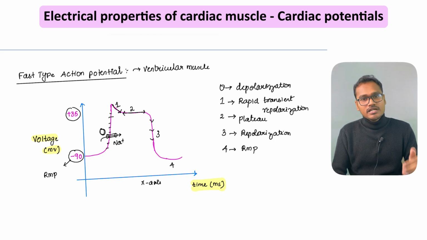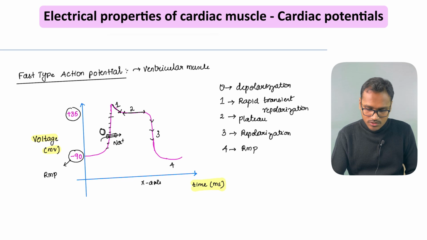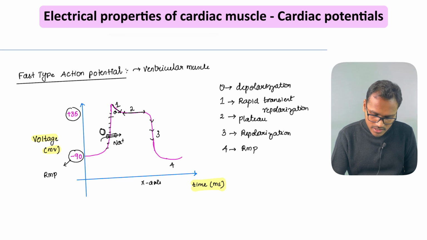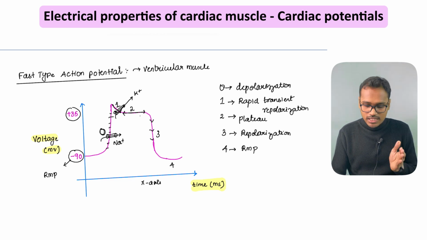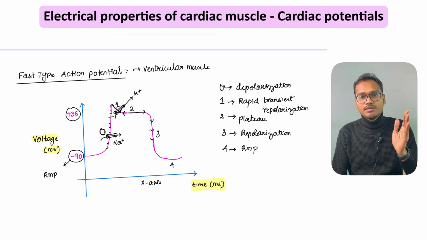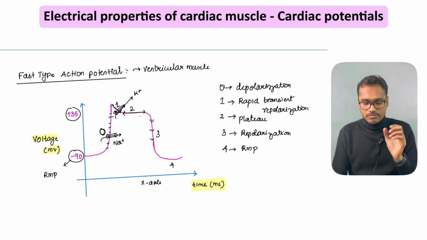And transient rapid repolarization, what is the ion channel? I told you most of the times in the repolarization, the positive ions will be moving out. Which ion is moving out? The potassium is moving out. And the sodium channels which were opened already in the depolarization, they would have been closed by now.